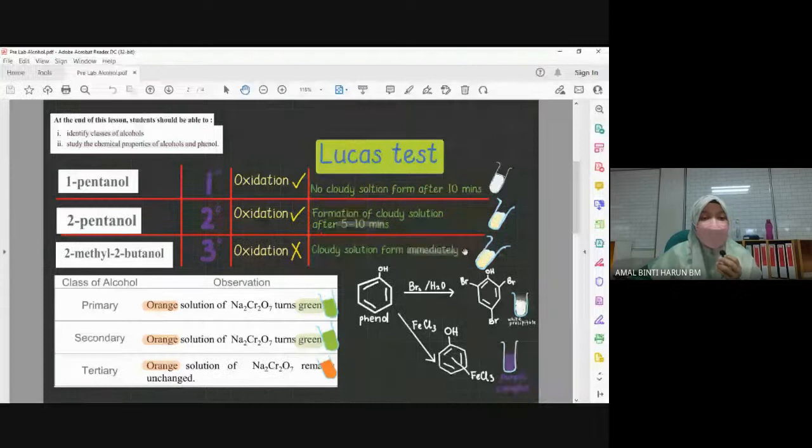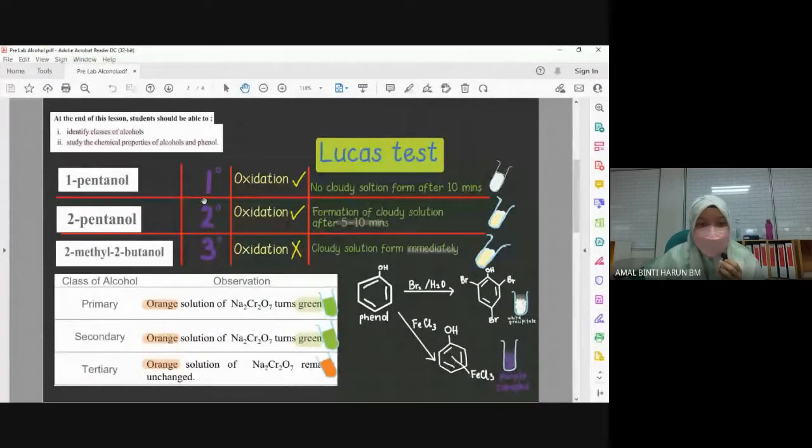Okay, if we draw the structure of alcohol, tengok ni dia kata identify classes of alcohol, study the chemical properties of alcohol and phenol. Let's say we have pentanol, 1-pentanol. Actually not necessary to put 1-pentanol. If we say it is pentanol, then we know that it is a 5 carbon chain where the OH is located at carbon number 1. Okay, that one is primary alcohol. And 2-pentanol is secondary alcohol, while 2-methyl-2-butanol is the tertiary alcohol.